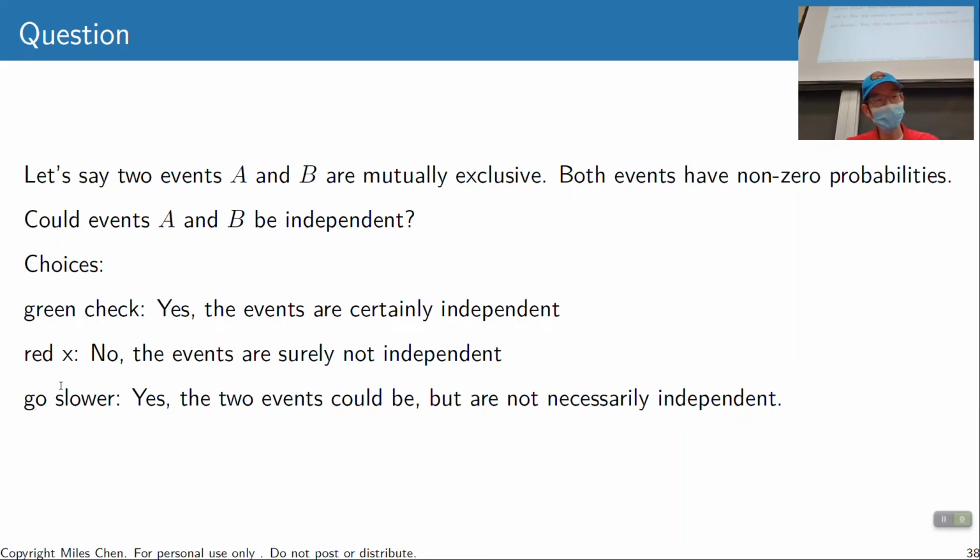So the question is, could these events A and B be independent? So what do you think? Yes, the events are independent. No, the events are surely not going to be independent of each other. Or they might be independent, or they might not be independent. So think about this for a minute.